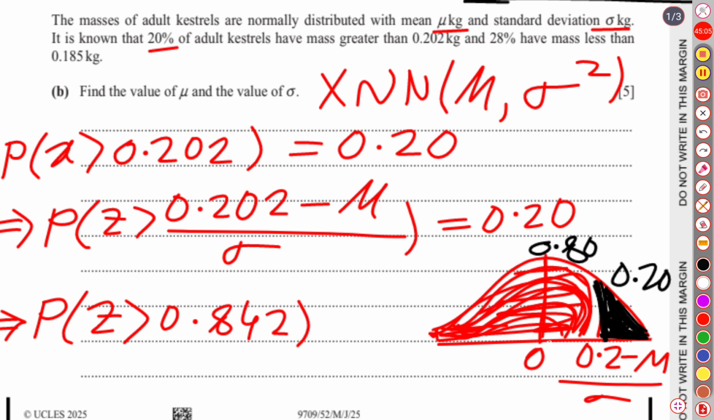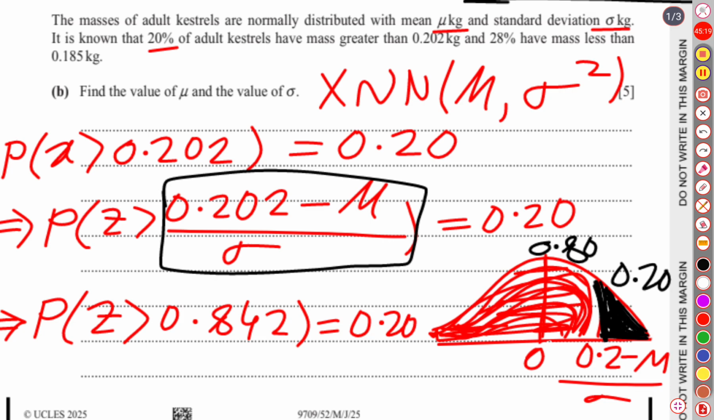0.842, when the probability is the tiny part, 0.20. Well, then look at this, both of these are z score. This is z score and this is also z score, so they must be equal to each other and we can form an equation.